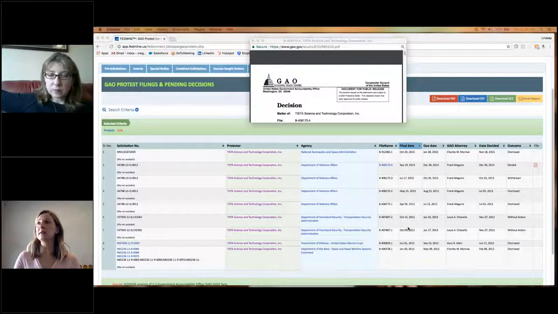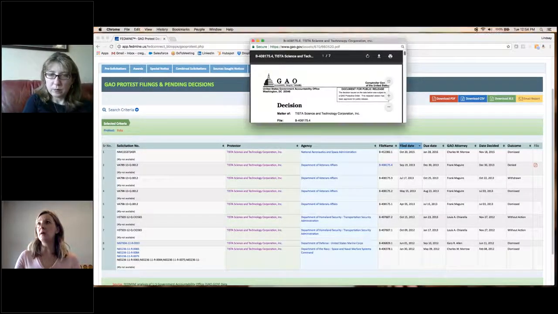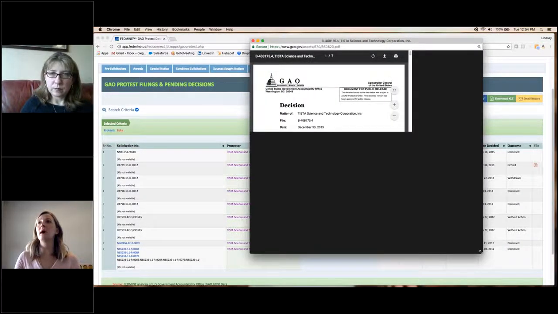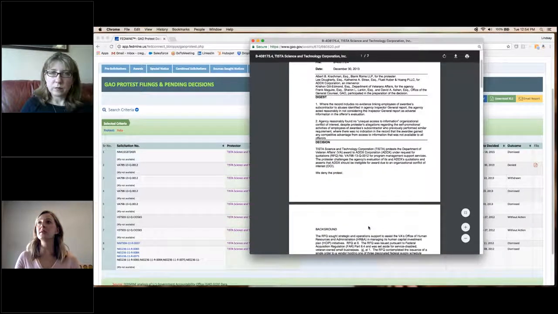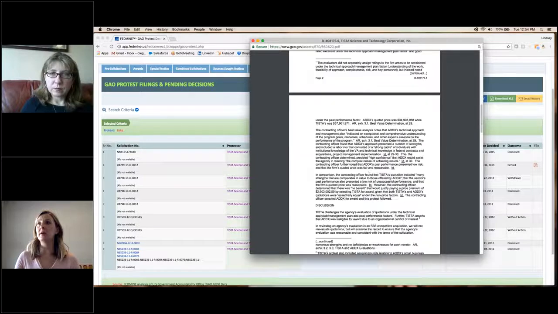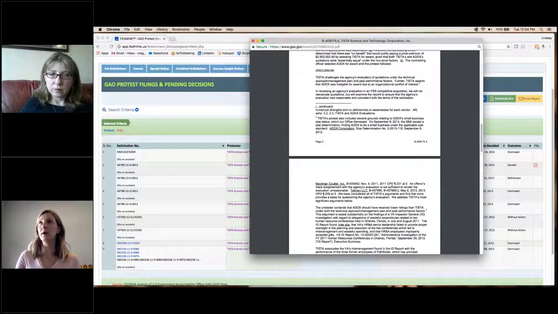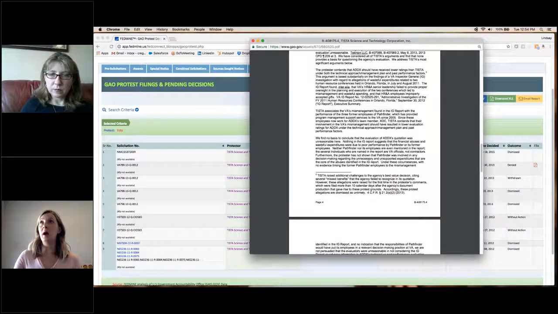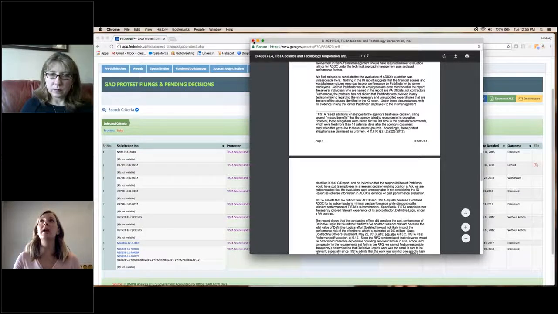So it looks like they did some protesting in earlier years, but they haven't since 2015. And you can also take a look at any of those documents as well to see the decisions, background, and if there's any pricing hidden within the document. So definitely a good thing to do in your competitive analysis.